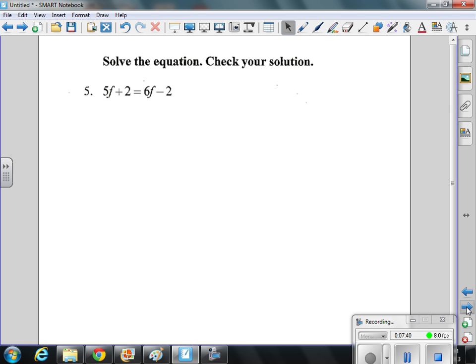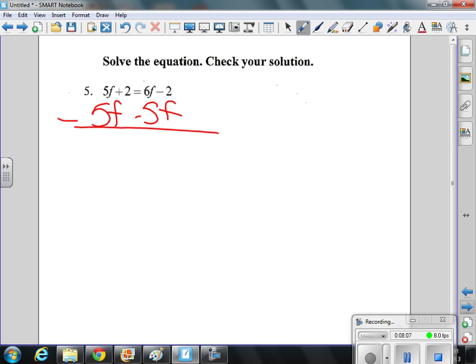Number 5, if you notice, we have like terms on both sides of the equation. We also have common coefficients on both sides and common constants on both sides. So what we need to do is bring the coefficients to one side and bring the constants to the other. I'm going to start by moving the coefficients. I'm going to subtract 5f to both sides.